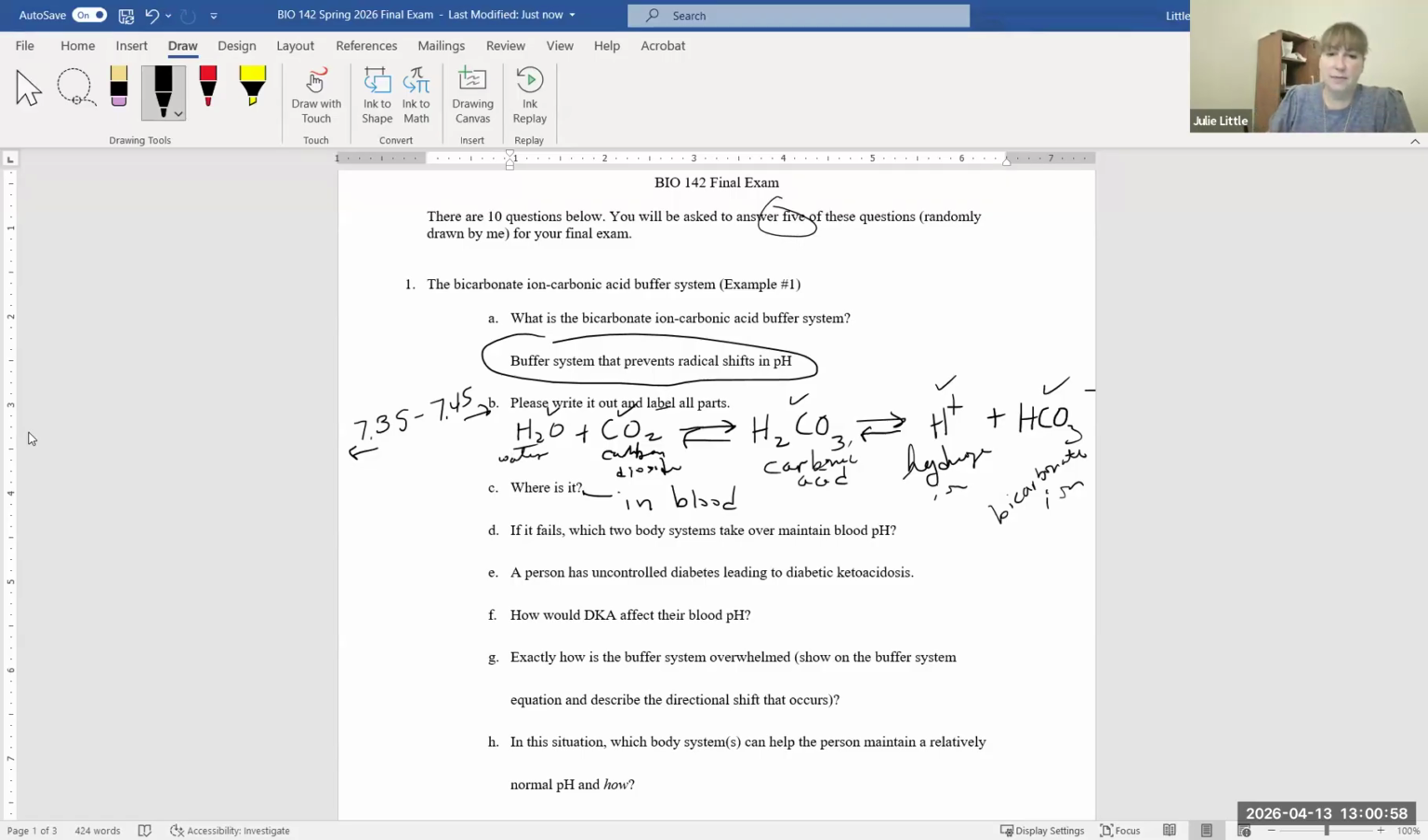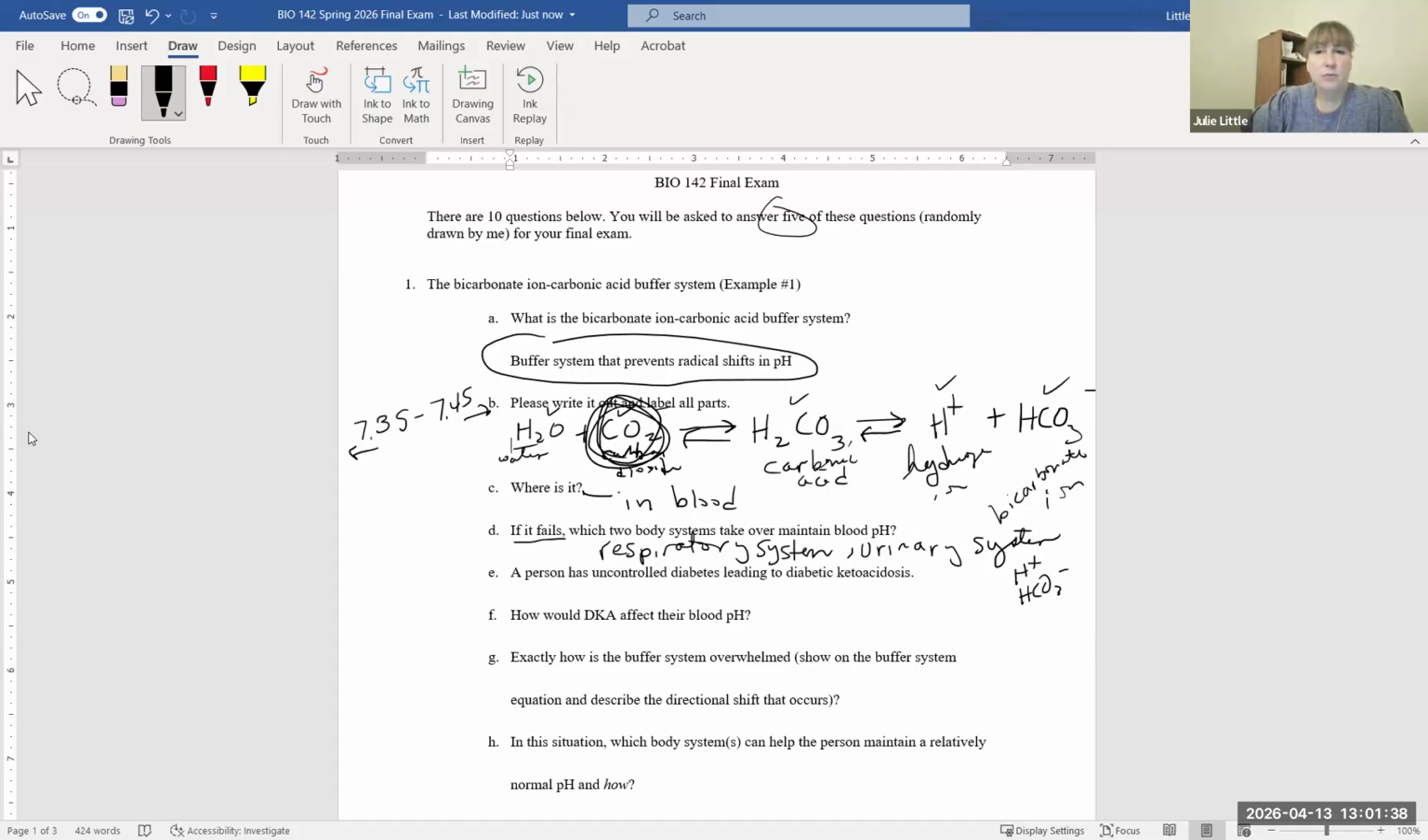So what happens if the buffer system fails right here? Which two body systems can take over and rescue you? Well, first body system is going to be the respiratory system, because the respiratory system can either add or take away carbon dioxide, correct? So the respiratory system is one thing, a backup, if this bicarbonate ion carbonic acid buffer system fails, or the urinary system, because the urinary system can get rid of hydrogen ions or it can retain bicarbonate ions, and that's going to affect your pH.